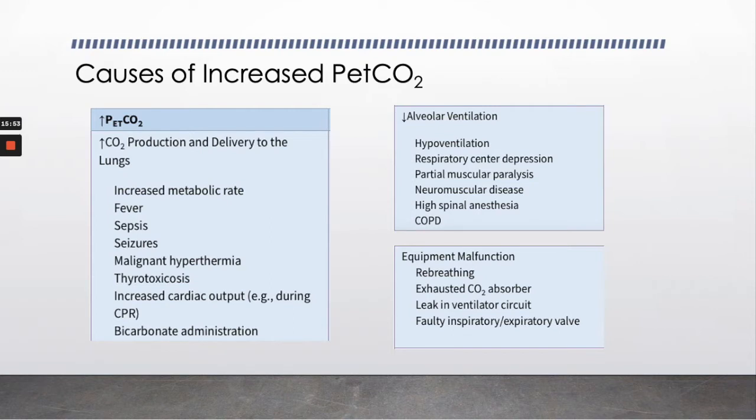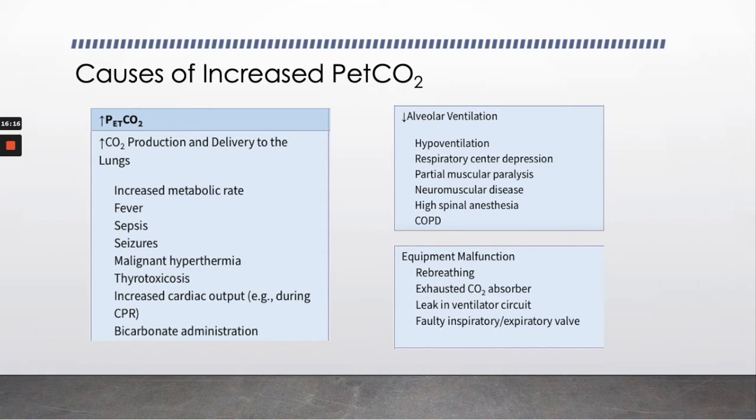Starting with the increase in CO2 production and delivery: an increased metabolic rate, fever, sepsis, seizures, MH, thyrotoxicosis or hyperthyroidism, increased cardiac output, like during CPR, and bicarbonate administration. Those are all going to increase the CO2 production and delivery to the lungs.